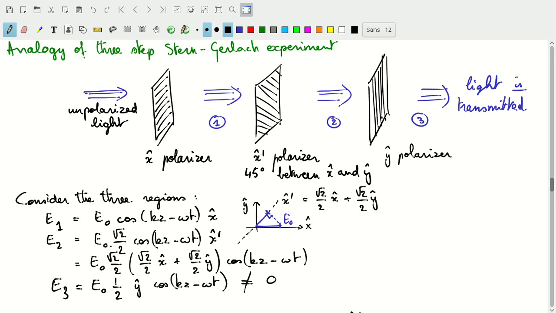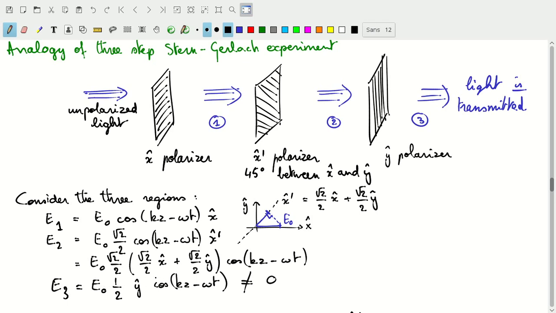So we can write in this region 2 our field in terms of our original x and y unit vectors. Why do we do that? Of course, because in the last step, when we go to region 3, that's where we apply again a polarizer now in the y direction. So we're really selecting out this y component. And if we select out this y component, then we see, of course, that in region 3 we find a field that has a magnitude that's in this case 1/2 of the original amplitude and now in the y direction.